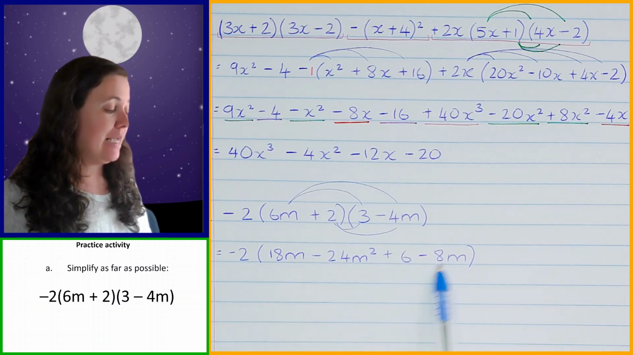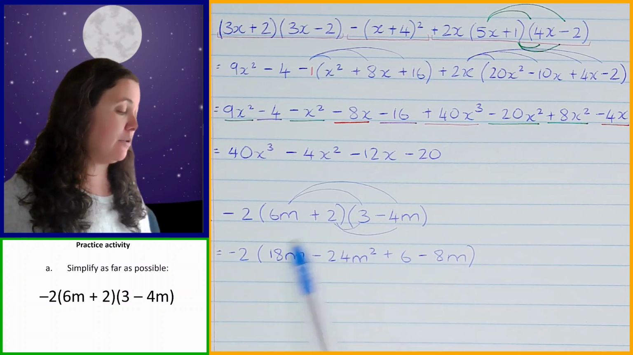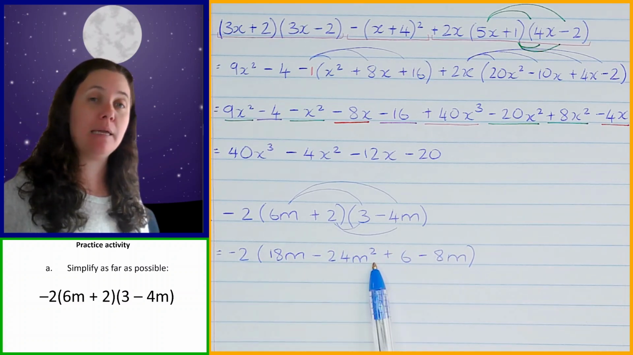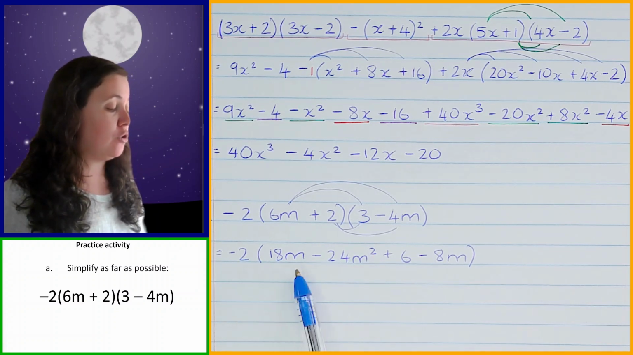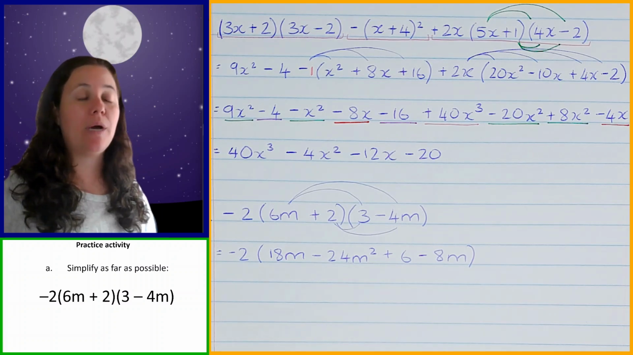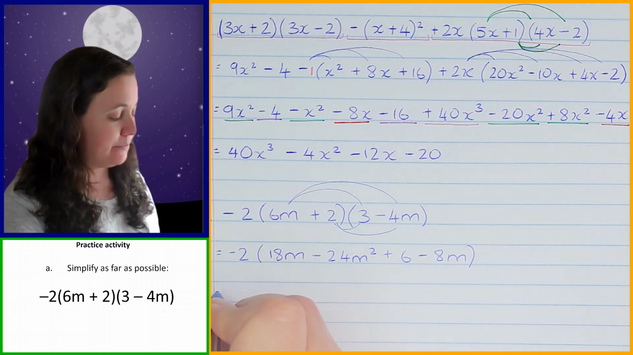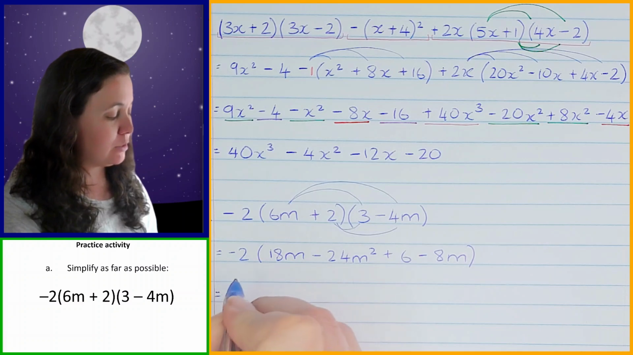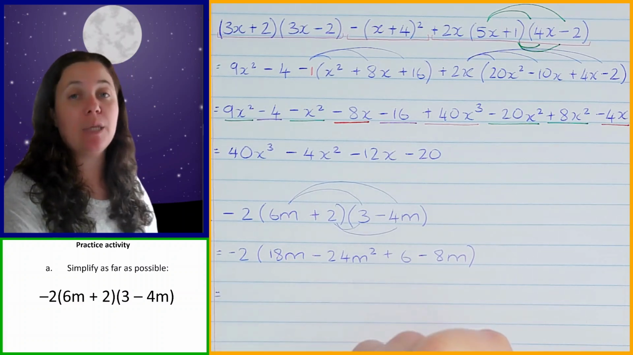So in this case, it's your choice. If you want to simplify the like terms first and then multiply in, that's fine. If you want to multiply in and then simplify the like terms, that's fine as well. And either way, it's going to be about the same amount of work. Okay, so over here, I'm going to multiply in and then I will simplify, but if you do it the other way around, that's fine.